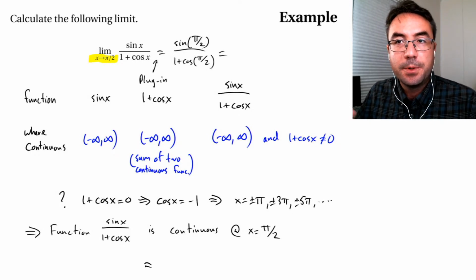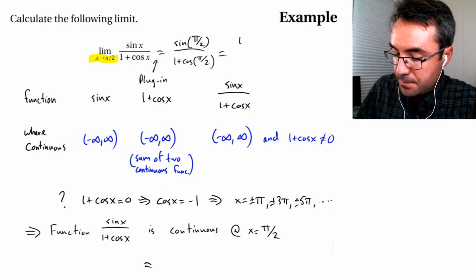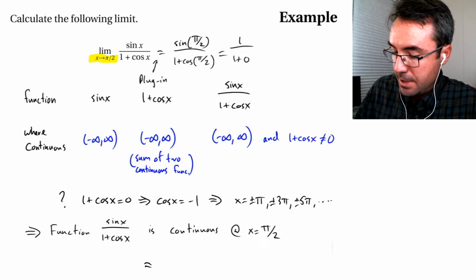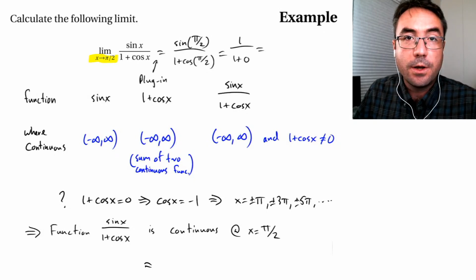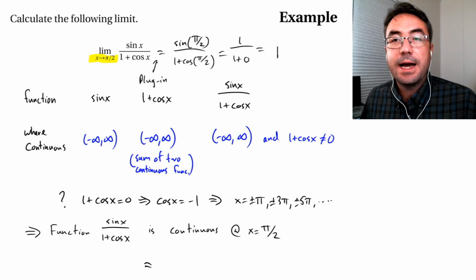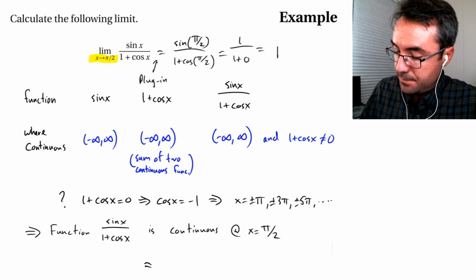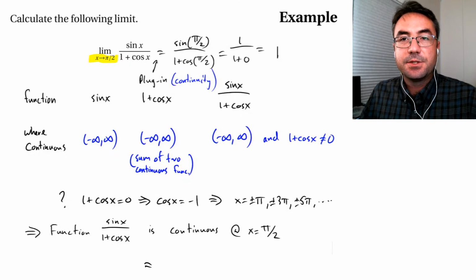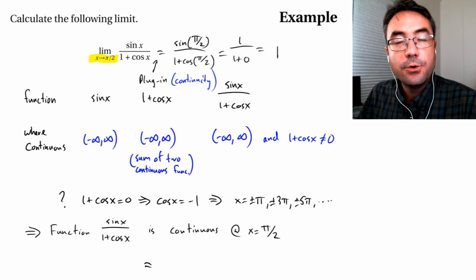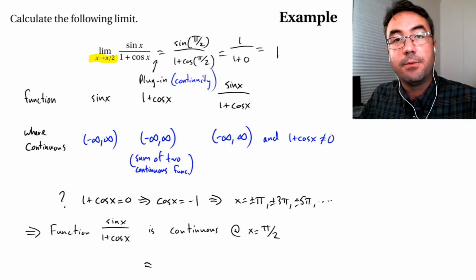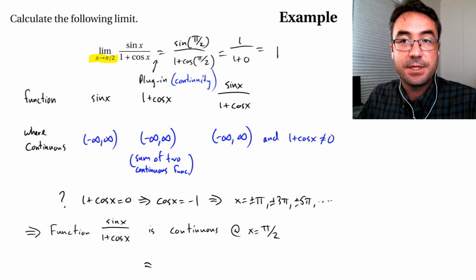Sine of pi over 2 is 1. Cosine of pi over 2 is 0. And I get 1 over 1, which is just 1. So we're using continuity there to help us evaluate this limit. And so if we use continuity when we're evaluating, we want to state that we're using it, and we want to state why our function is continuous.